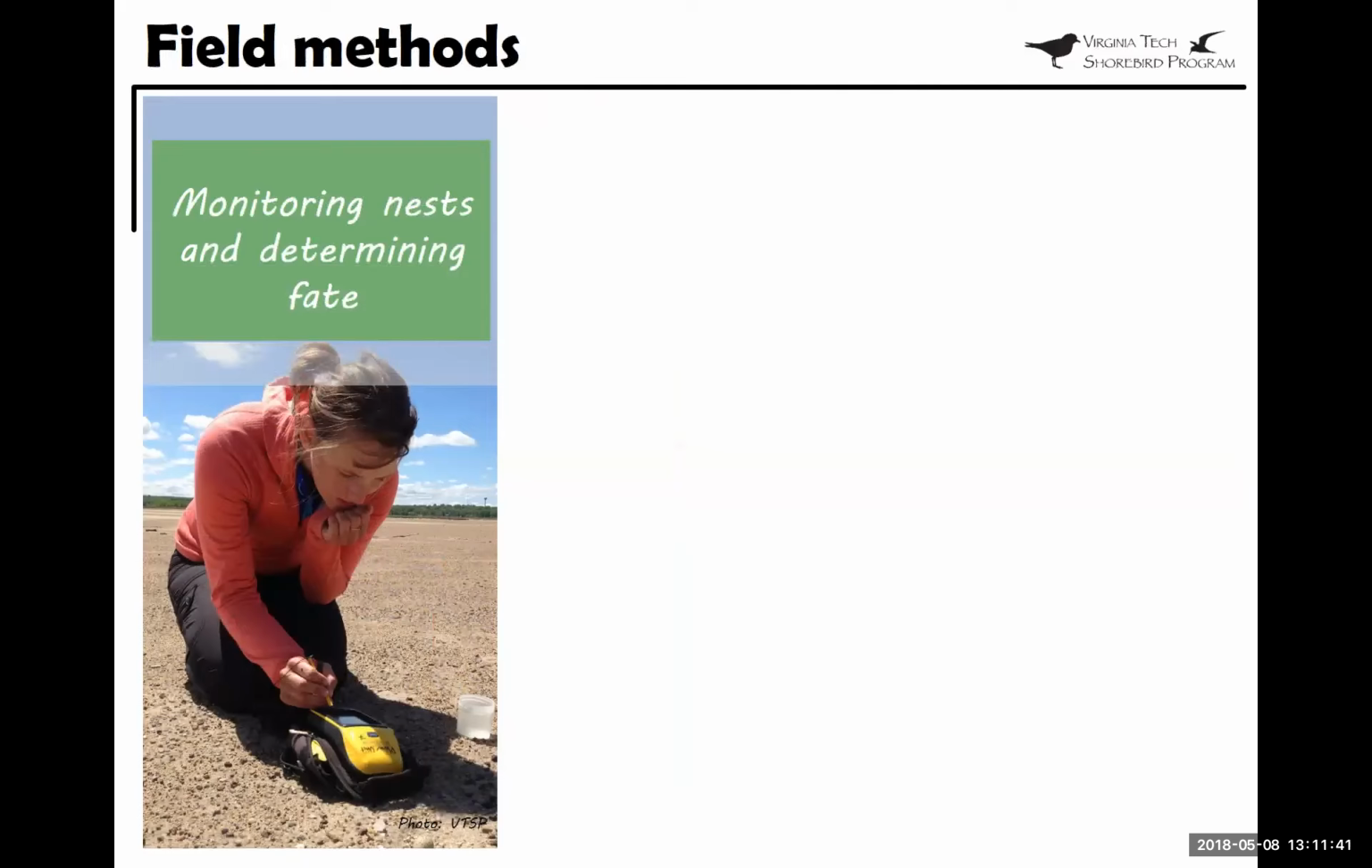So in order to address our research questions, we collected field data related to survival, reproductive success, and movement. We searched all available sandbar habitat for nests, and when we found them, we recorded their location and estimated their incubation stage, which allowed us to calculate their estimated hatch date. We returned to each nest 1 to 2 times per week to check whether it was still active and assess nest fate.